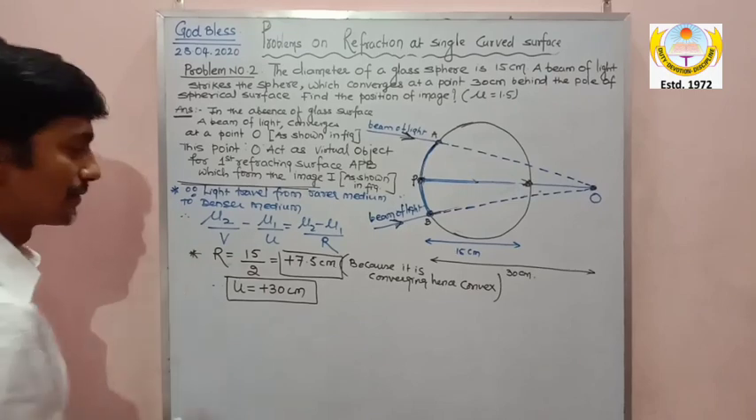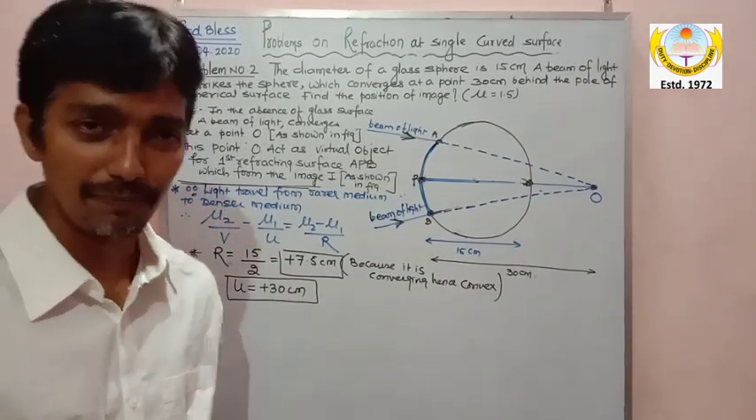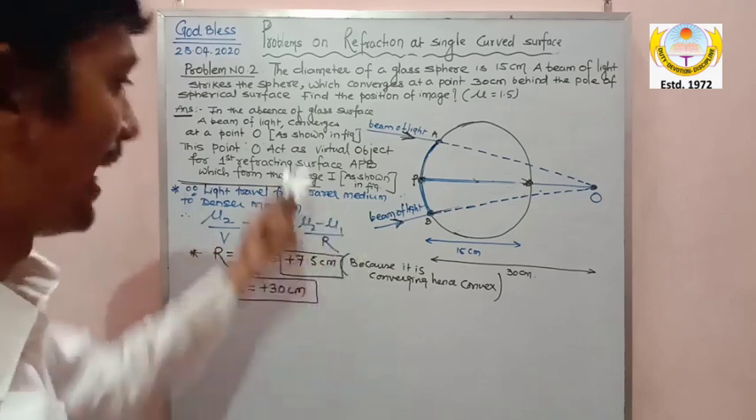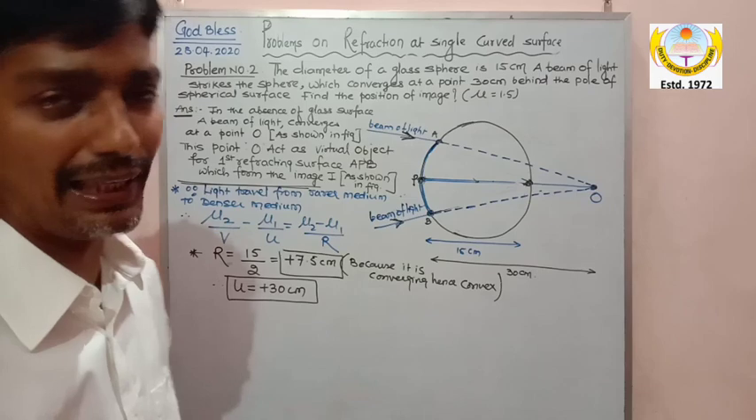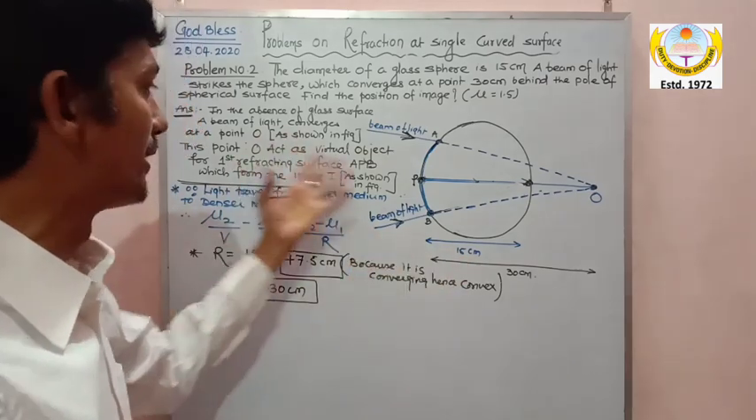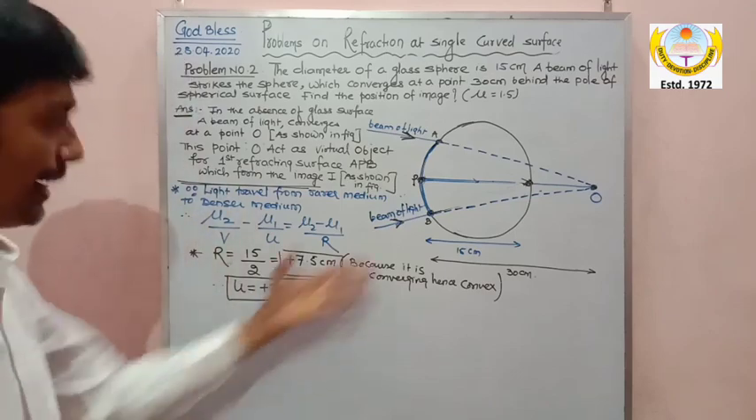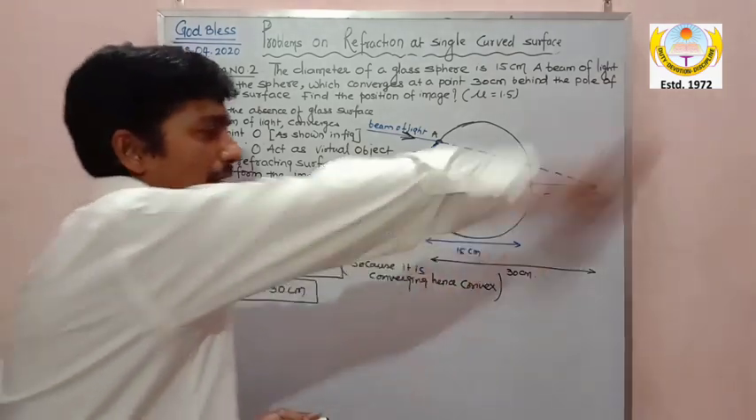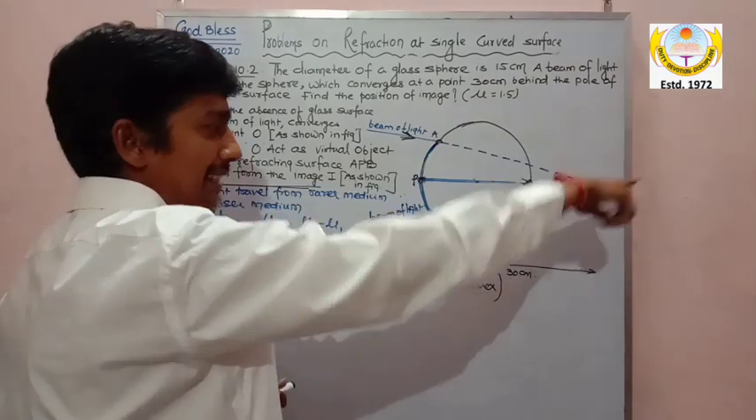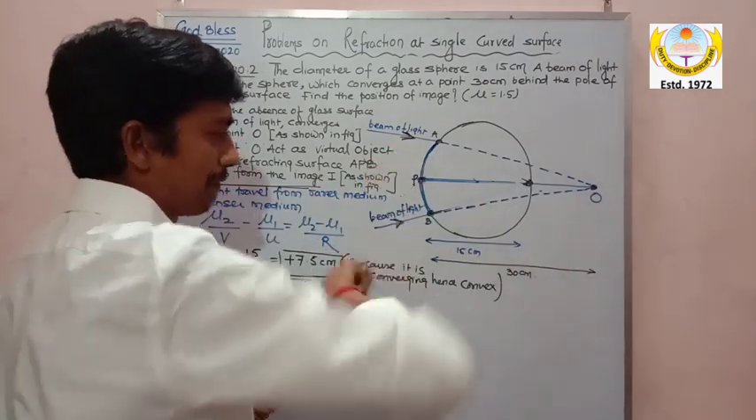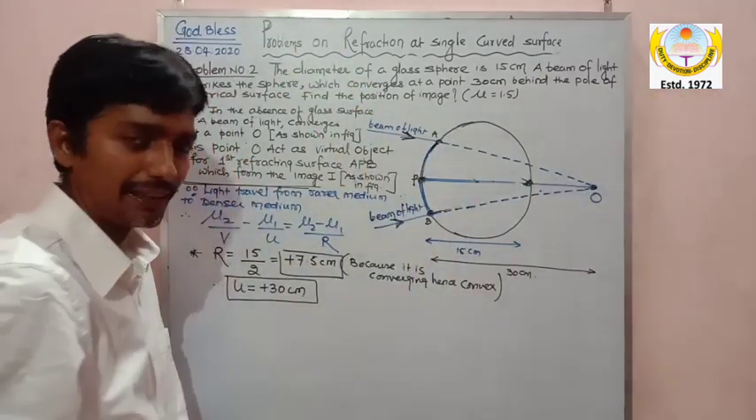Take care. This is the first numerical of physics where u is plus 30. Only one numerical, my dear, I have observed till now. There are many numericals, but here I have mentioned this virtual object. In my diagram also, it is going on that side. If we had measured on this side, it would have been minus, but the object is mentioned here in the direction of incident light. We are measuring the distance, so it must be plus 30.